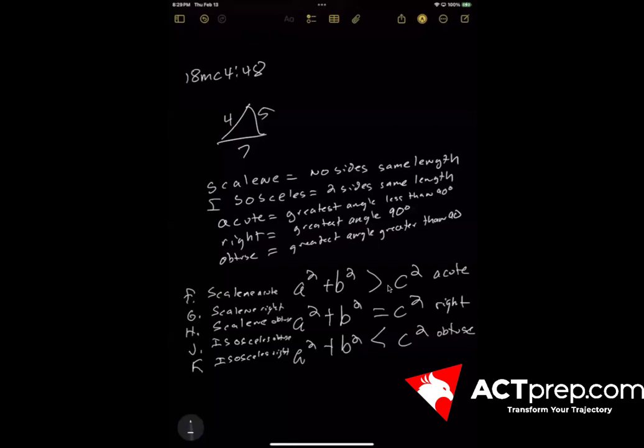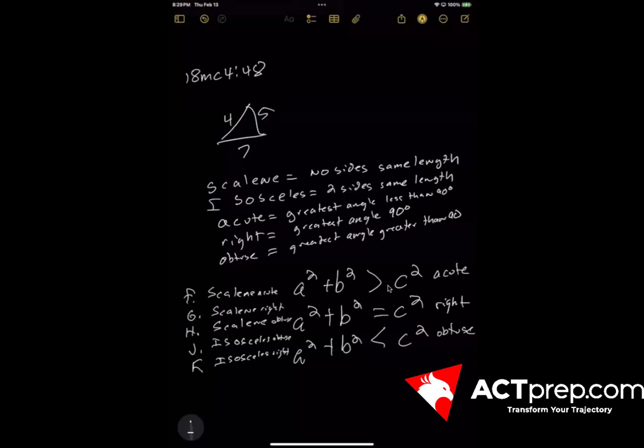So, for this question, there are a few things that we need to know before we jump into it. First thing is that a scalene triangle means that no sides are the same length. An isosceles triangle means two sides are the same length. An acute triangle means the greatest angle is less than 90. A right triangle is greatest angle is equal to 90. And an obtuse triangle is the greatest angle is greater than 90.